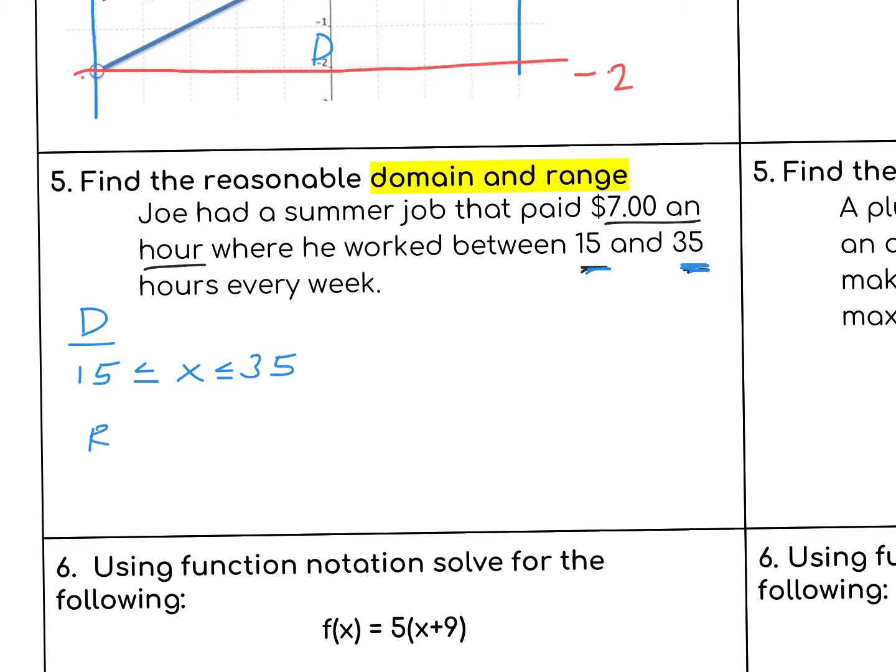Now, to find the range, we actually have to build an equation for that. But that's pretty simple, because they tell you how much money he's going to make per hour. So he's going to make $7 every hour. So all I have to do is multiply those minimum and maximum hours that he could possibly work to find out what his range is. So 7 times 15, 7 times 35.